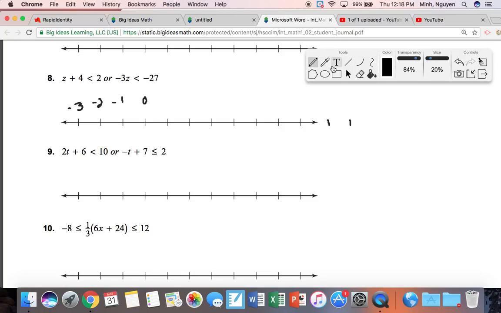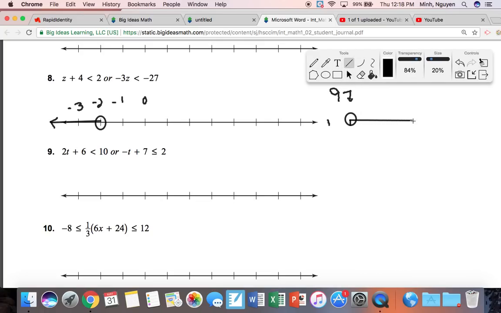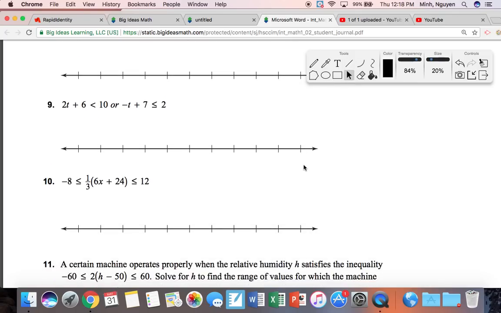Less than -2, no equal sign, so empty circle, boom, greater than 9. So this is 9, this is our 9. I'll make it very clear, this is our 9 right here. And we're going to the right because it's greater than. That's number 8. Okay, keep moving, keep moving, keep moving.